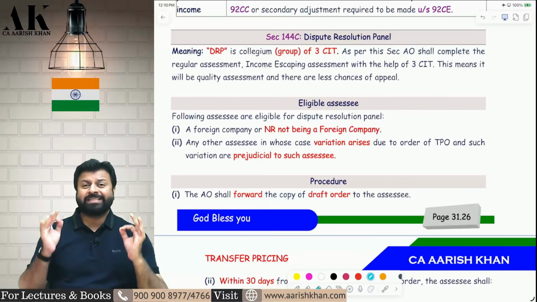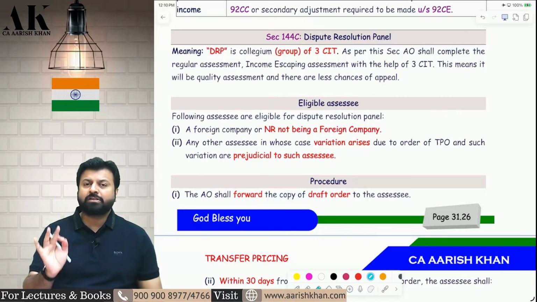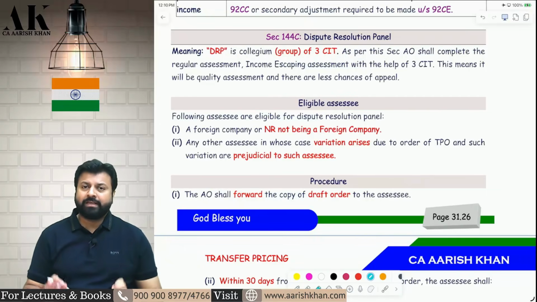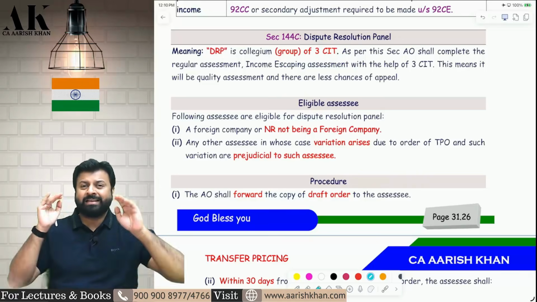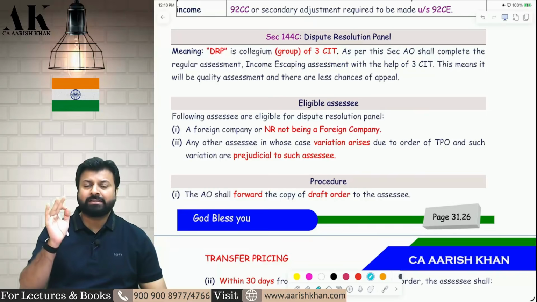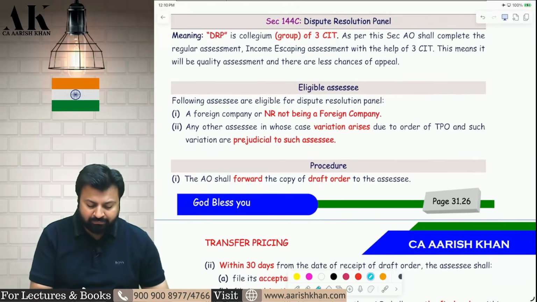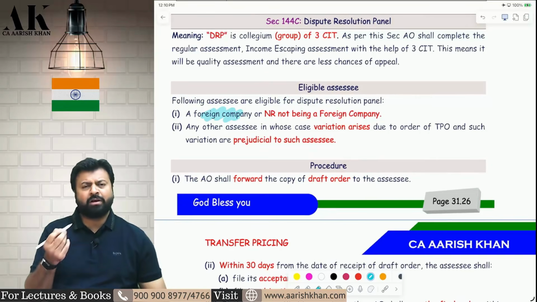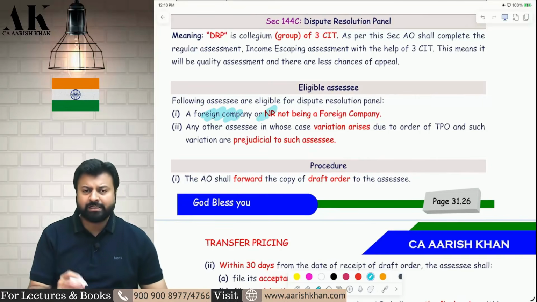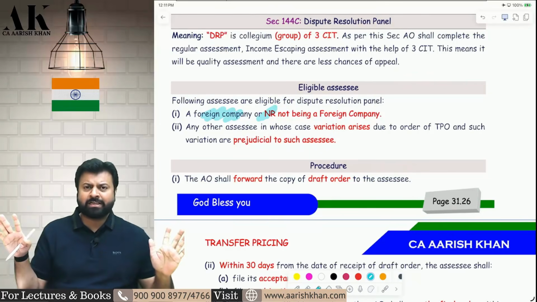The dispute resolution panel is a committee, a collegium, a group of 3 commissioners. 3 commissioners will handle your assessment in case of certain eligible assessees, so that there is less chance of appeals. So who are those fortunate assessees in whose case 3 commissioners will handle the matter? First of all, let's try to understand the eligible assessees. The eligible assessees are as follows. First of all, foreign companies, and all other non-residents, will always be called eligible assessees.